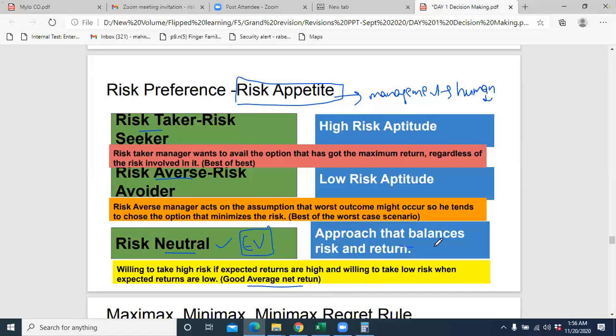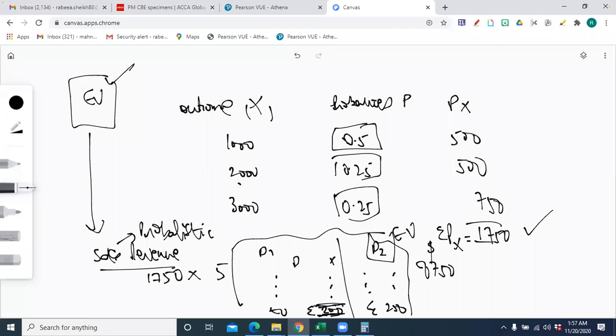He approaches the balance between risk and return, willing to take high risk if expected returns are high, and willing to take low risk when he thinks expected returns are low. So he believes in a good average net return. He would choose a project that would give him good average returns as per past experience.